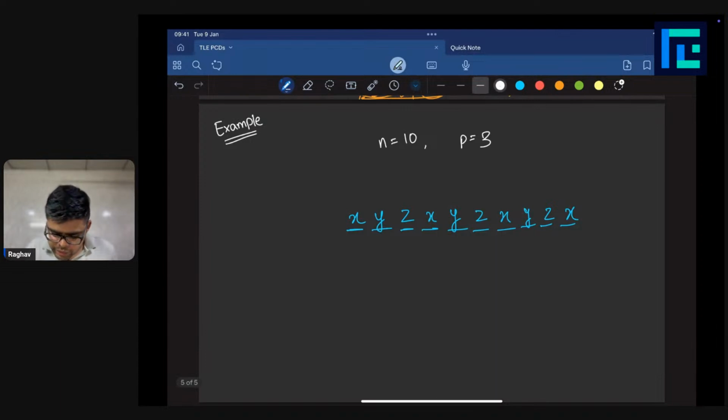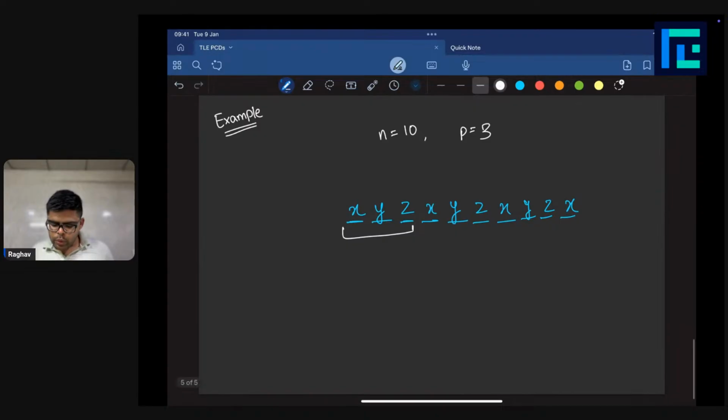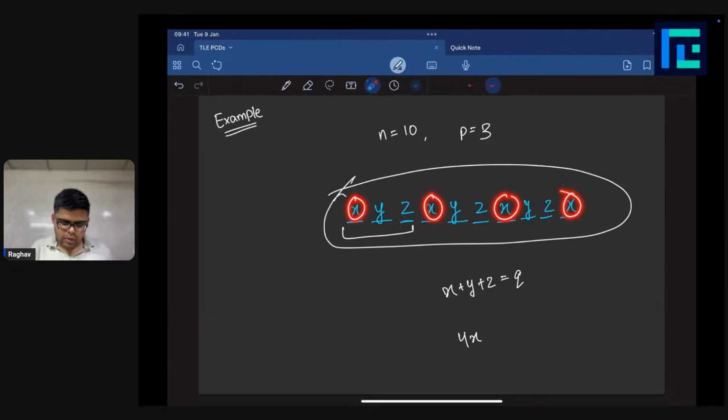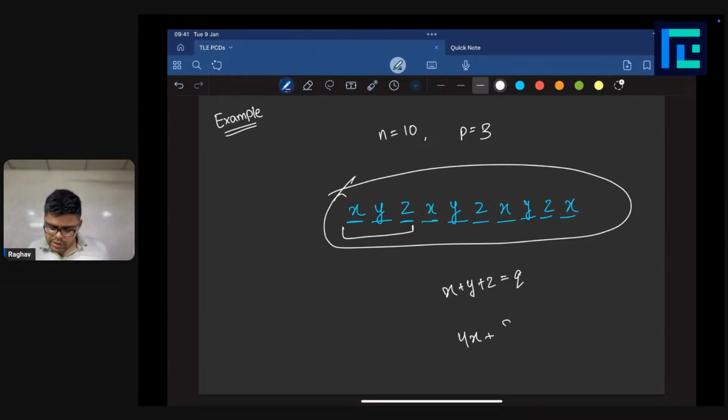And you know that the sum of any three consecutive elements must be equal to q. So x plus y plus z should be equal to q. And you know that the sum of all of the elements of the array should be equal to m. So it is basically 4x, since x is coming up 4 times here, plus 3y plus 3z should be equal to m.